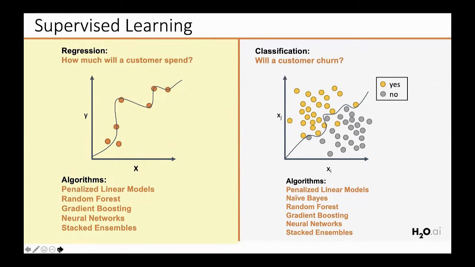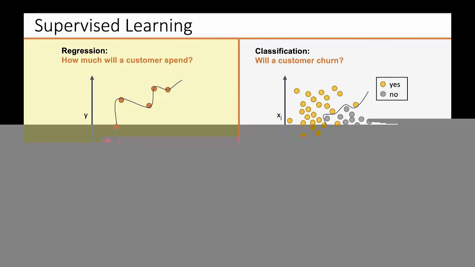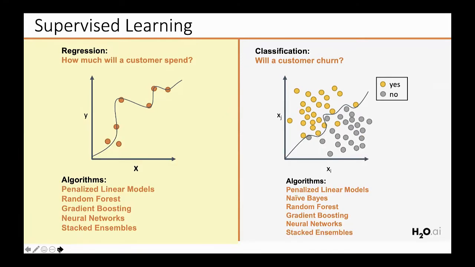So with supervised learning, it's very clear cut in the sense that I know exactly what I'm looking for. And the goal of the machine learning model in this case is to try to predict how much a customer will spend with the least amount of error. And there are different algorithms that do that. So we have linear models, random forests, gradient boosting machines, neural networks, and stacked ensembles in our products. But really, these are just different tools in order to find that same answer.